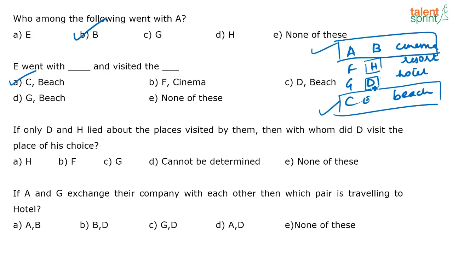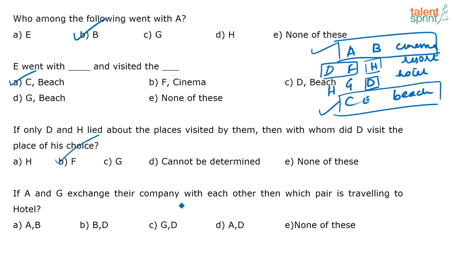So what does that mean? D says that he is going to the hotel, but he is not actually going to the hotel. Similarly, H says that he is going to the resort, but he is not actually going to the resort. So what is the only possibility that can happen? Actually D should be going to the resort and H should be going to the hotel. Okay, because everywhere else it is fixed, you cannot change. So with whom should D visit the place of his choice? D should visit with F. Correct answer here will be option B.